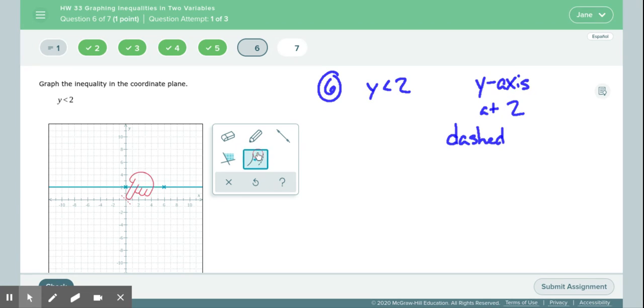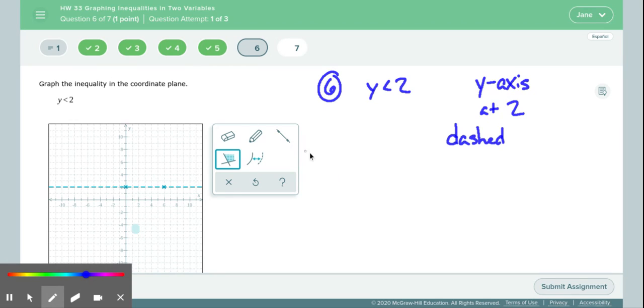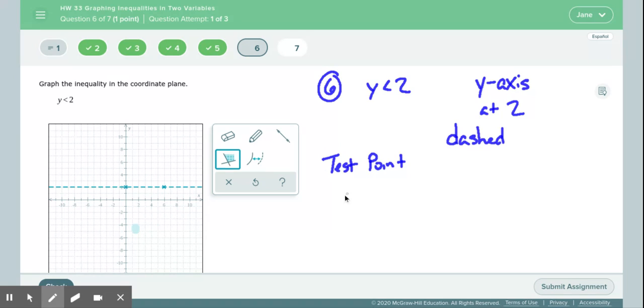Since it's supposed to be a dashed line, I'll click on my tool and click on my line and I can make it dashed. And now I need to figure out where I'm going to shade. That calls for a test point. So pick a point that's not on your line. I'm going to go ahead and go with 0, 0.